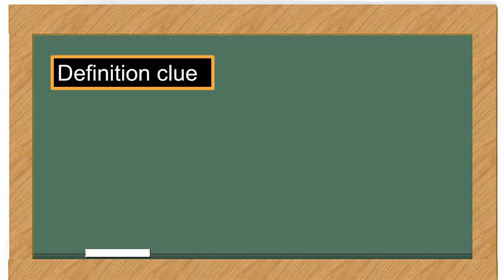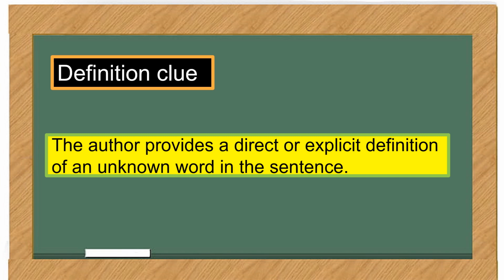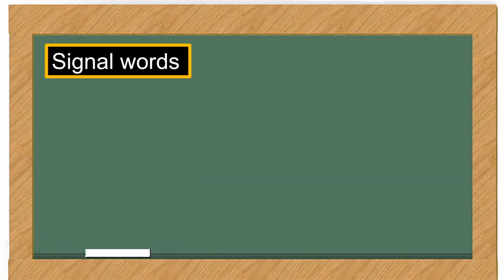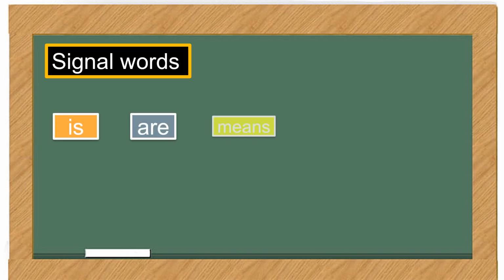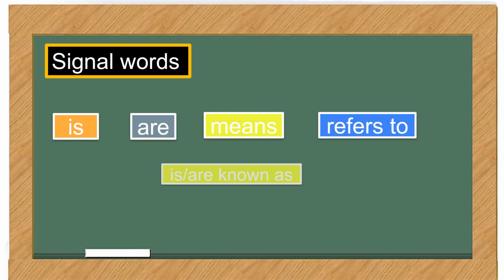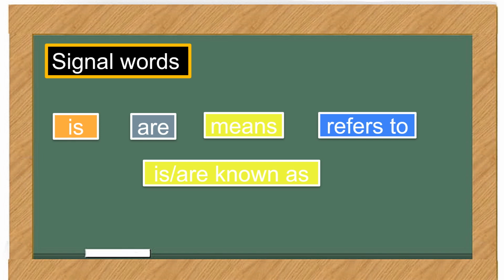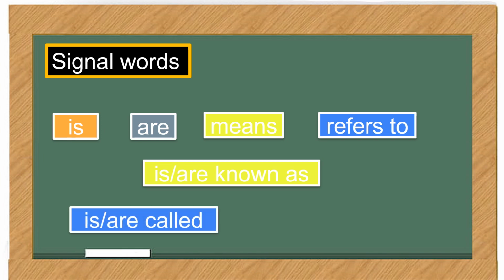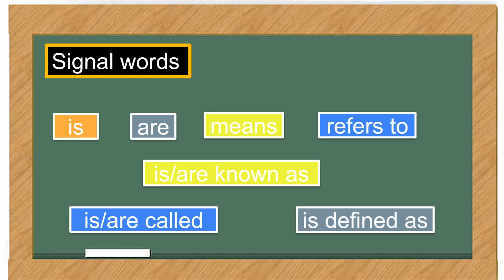Definition clue. In this type of clue, the author provides a direct or explicit definition of an unknown word in the sentence. Some signal words that are used in definition clue are is, are, means, refers to, is known as or are known as, is called or are called, and is defined as.